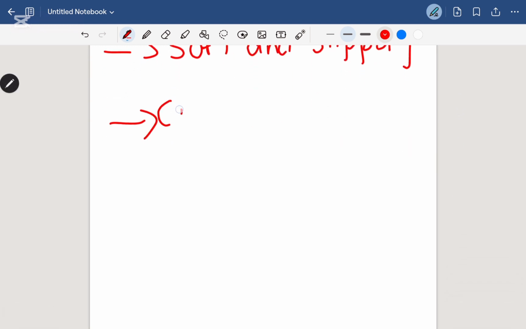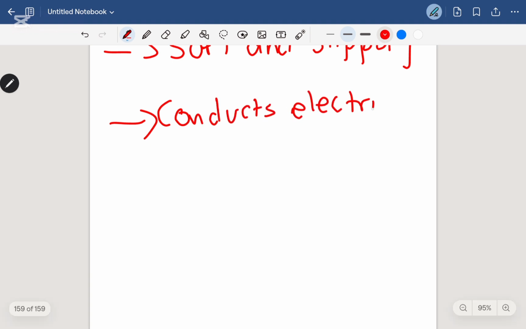Another thing is that it conducts electricity. Why does it conduct electricity? Due to the free electrons that are found in the layer or the electron clouds. Another term is free delocalized electrons. Now, graphite is also hard due to the strong forces between the carbon atoms.